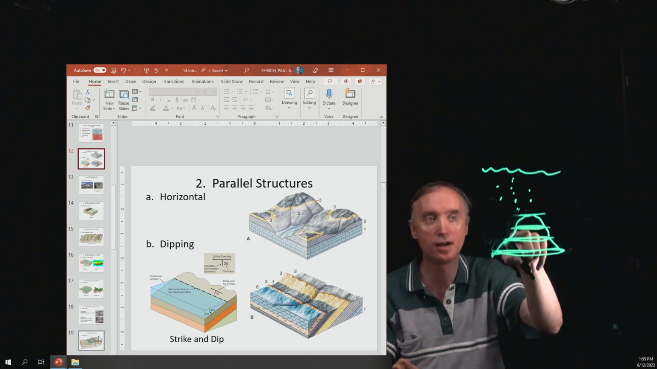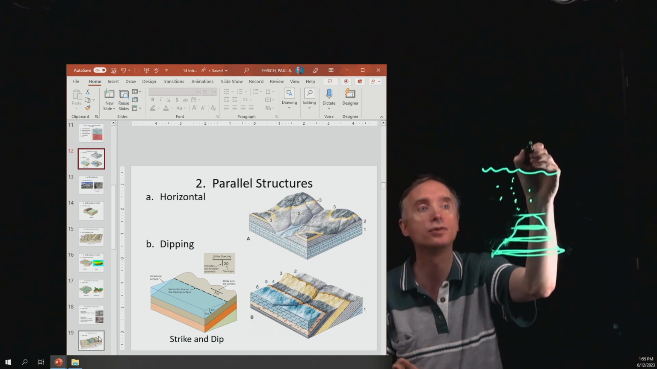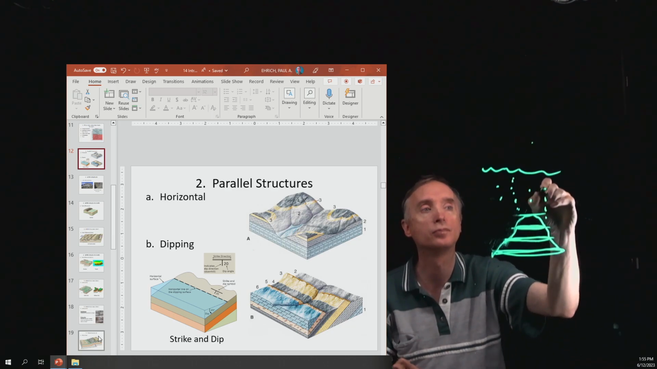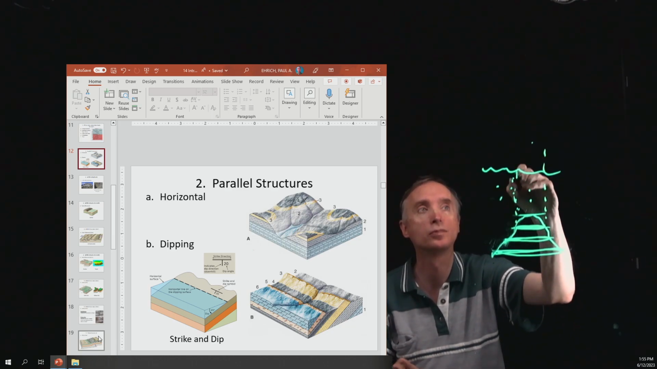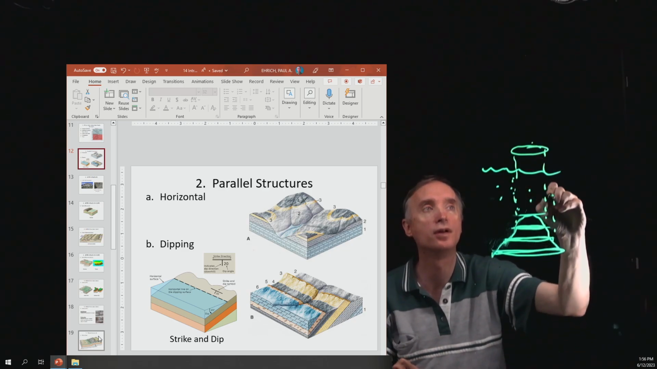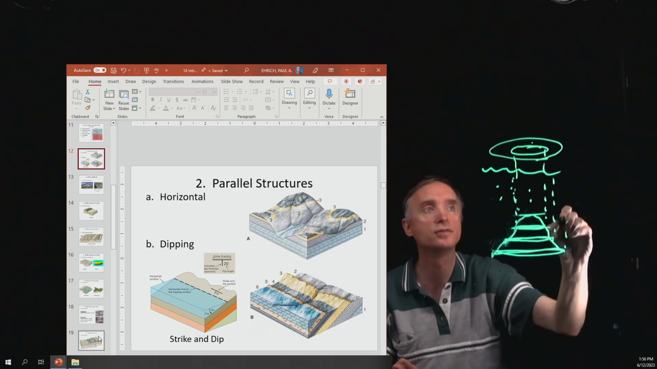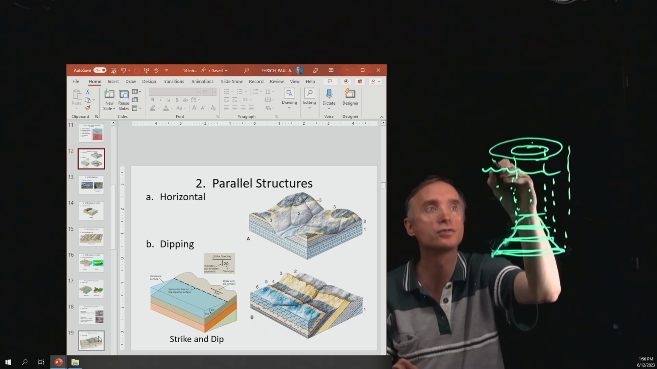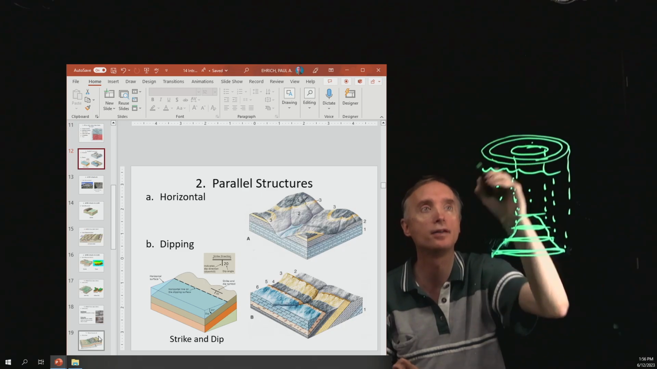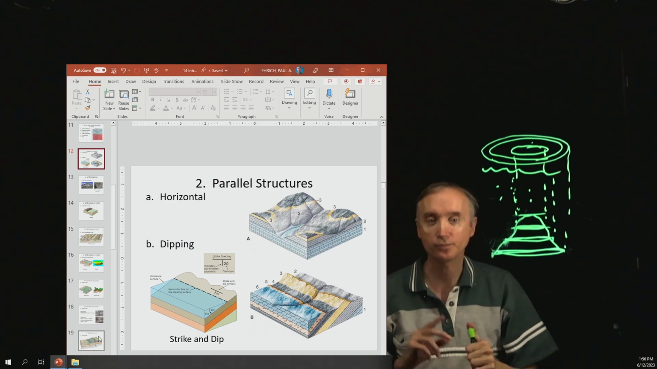This is the sideways view, and then the up and down view is going to be a circle, and then here is another circle that goes around it, and then here is yet another circle that goes around that. So that's what these horizontal beds would look like from the air, circles within circles.